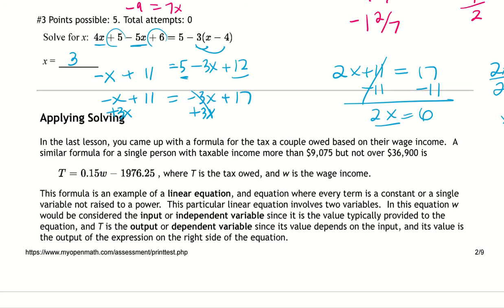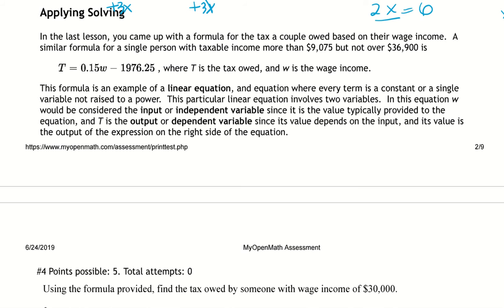So then we're going to use that to go back to our taxes. Now we're applying the algebra we learned. We learned linear equations, where every term is constant or has only one variable, and there are no powers. And then we have what's called our input or independent variable and our output or dependent variable. Some other terms that we want to make sure we know what they mean.